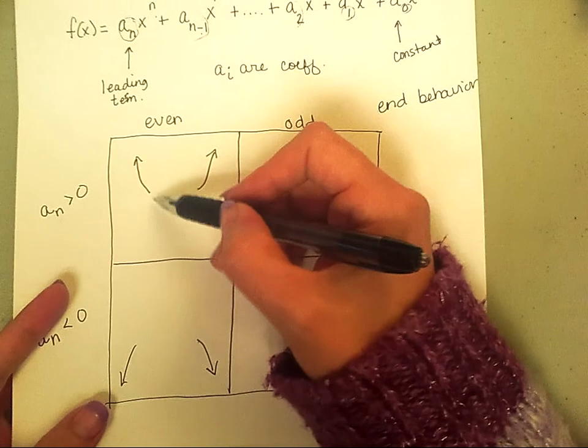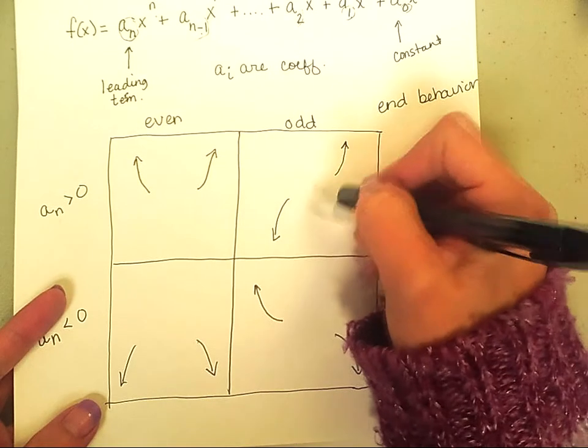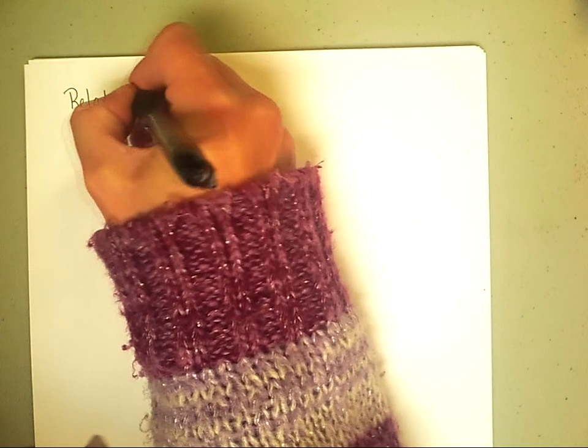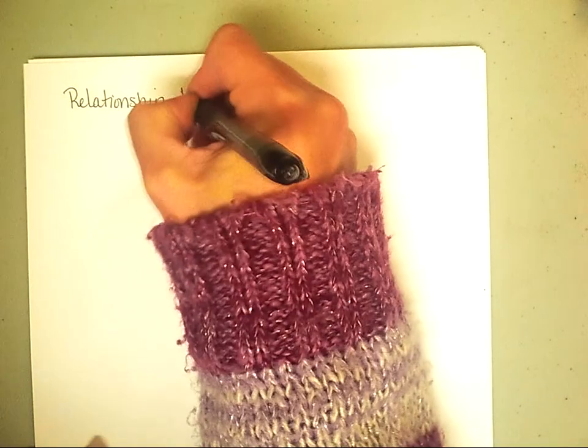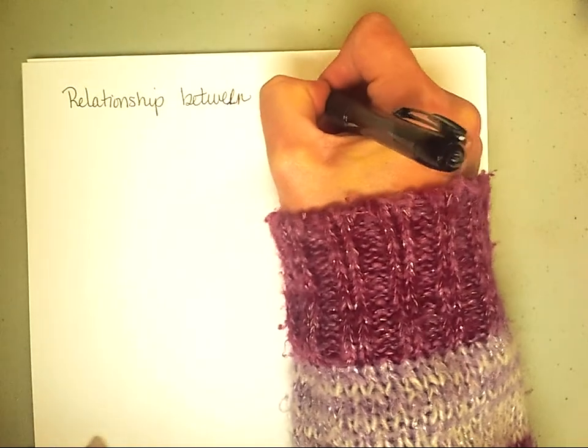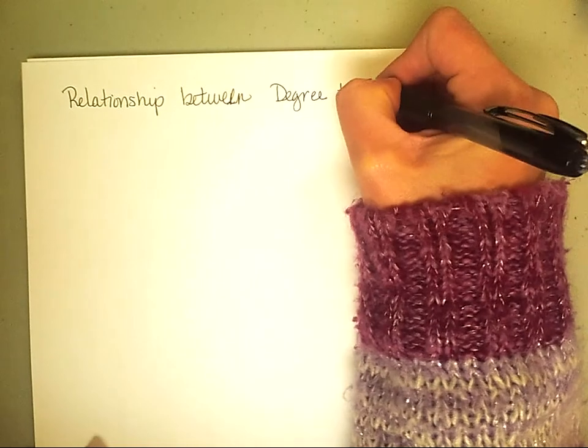Okay. Now let's talk about what's going to happen inside of here. Okay. There could be lots of things happening. So there is a relationship, and that relationship, there's a relationship between the degree of the polynomial and what we call the turning points.